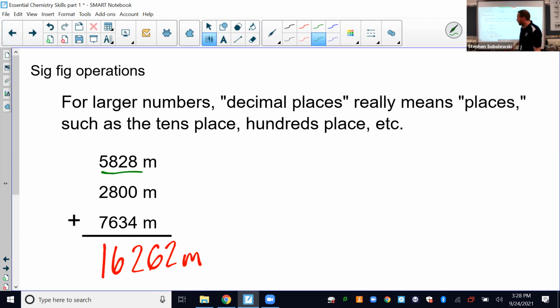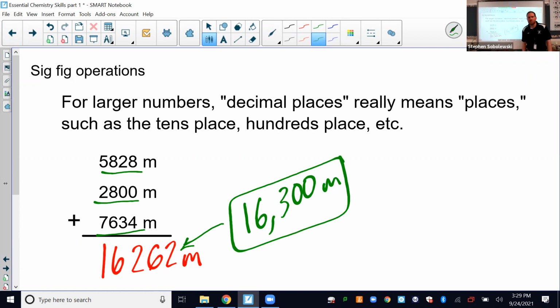This one goes to the ones place. This one goes to the hundreds place. This one goes to the ones place. Which one is my least quality measurement? The hundreds place. I have to round this number to the nearest 100. The answer is going to be 16,300 meters.